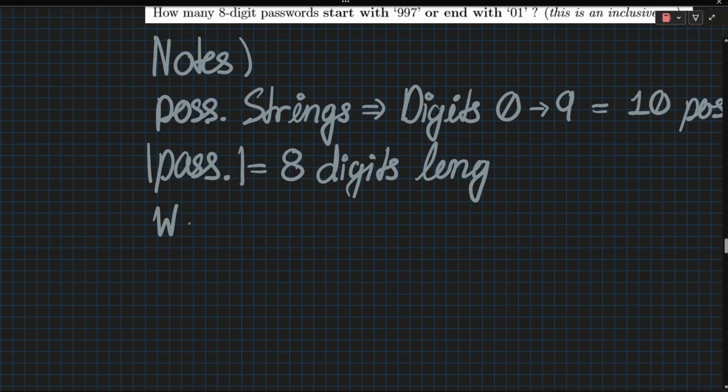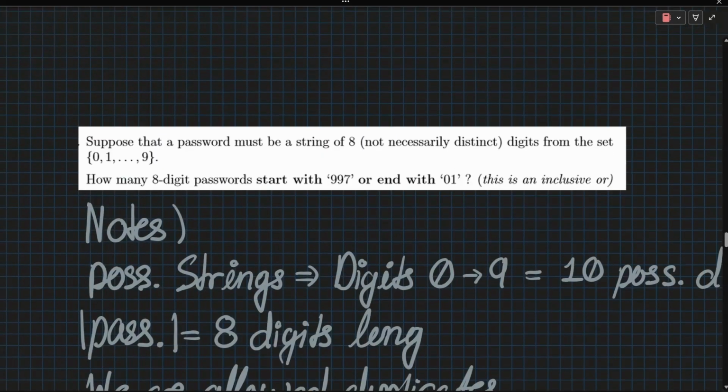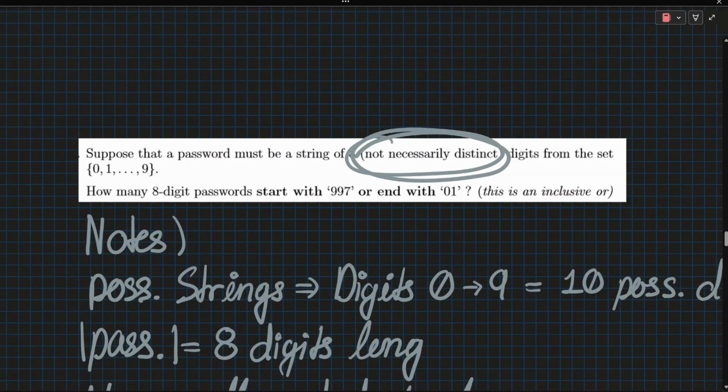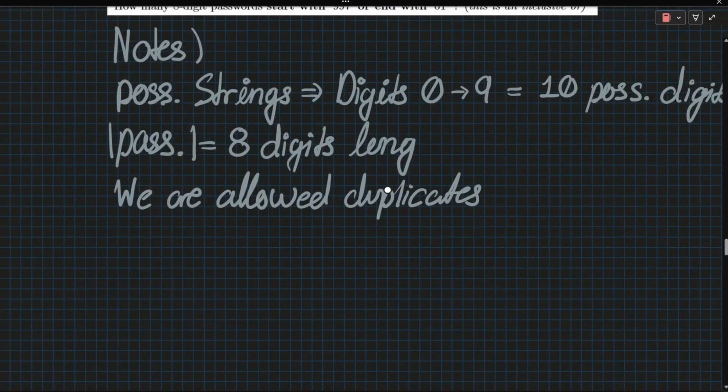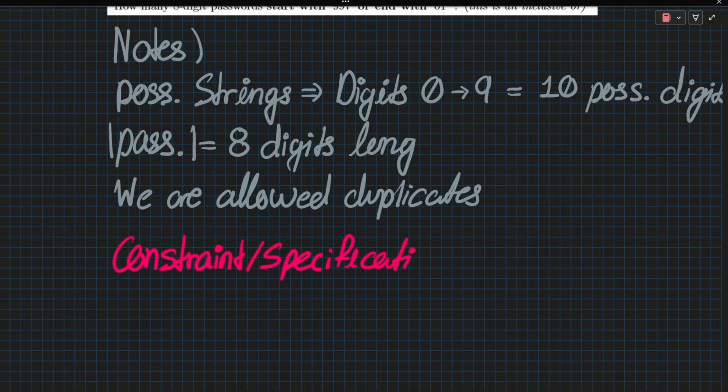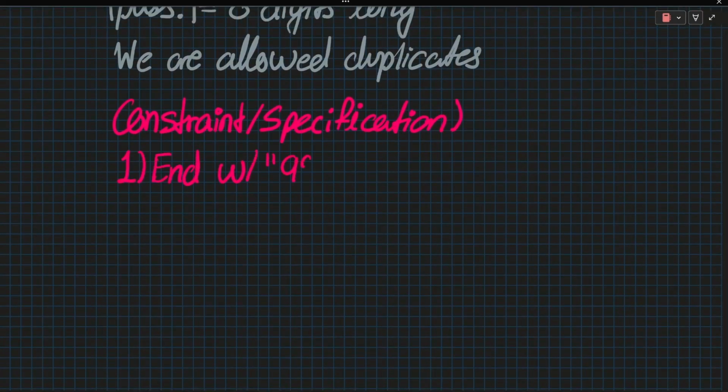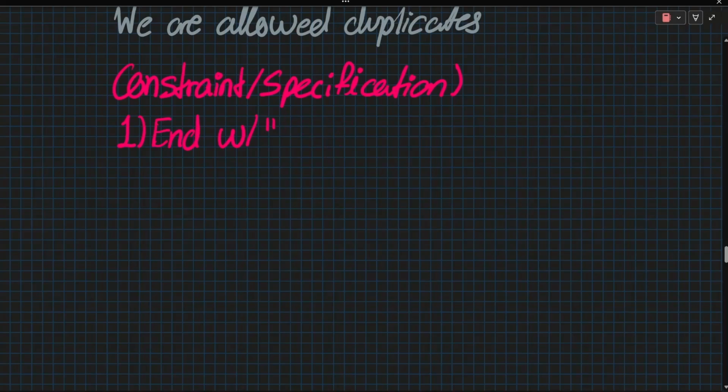We know that we are allowed repetition, because the problem tells us that these 8 digits needn't be distinct, right? They don't have to be distinct. Now it gives us a constraint. Well, it's not really a constraint, it's more of a specification. We want to find how many passwords end with 01 or start with 997.